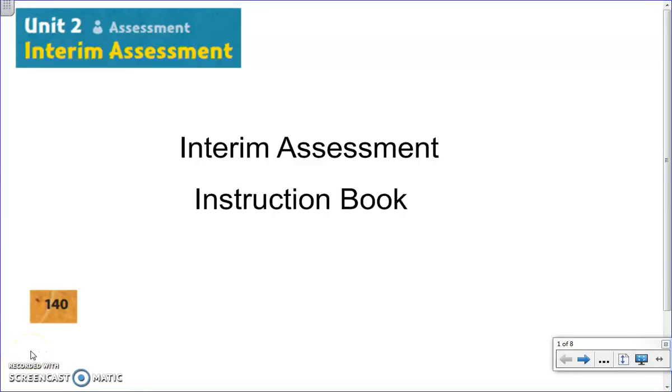Alright, this is Mr. Gillum, and today we're going to be looking at the answer key to your interim assessment. This is kind of like your study guide for your Unit 2 test. So anything that's on here is going to be important for you to know for your Unit 2 test.